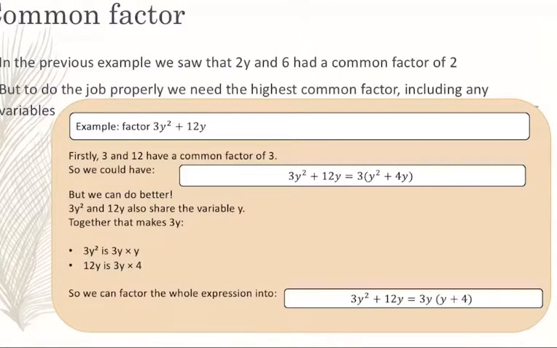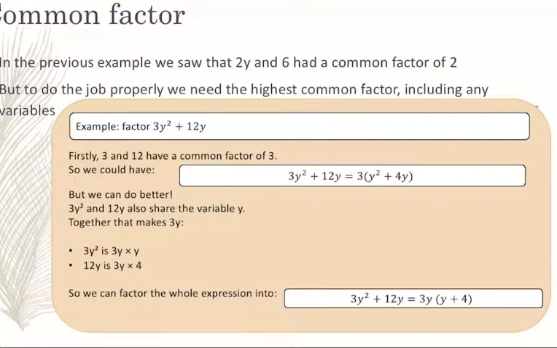Common factor. In the previous example, we saw that 2y and 6 had a common factor of 2. But to do the job properly, we need the highest common factor including any variables. Example, factor 3y squared plus 12y. Firstly, 3 and 12 have a common factor of 3. So we could have 3y squared plus 12y equals 3 bracket y squared plus 4y bracket. But we can do better.